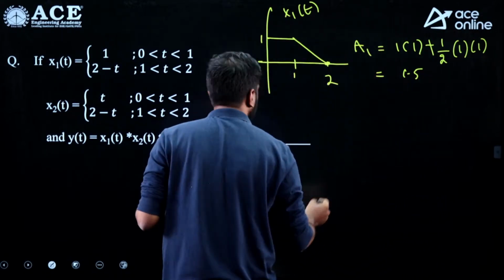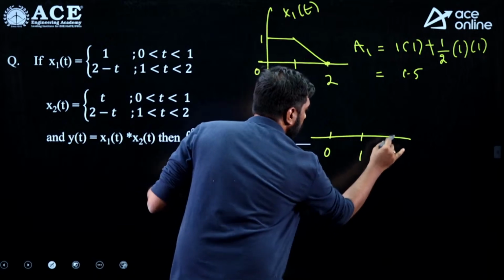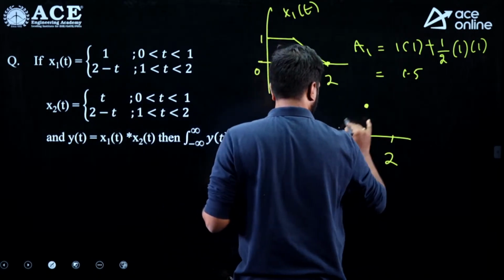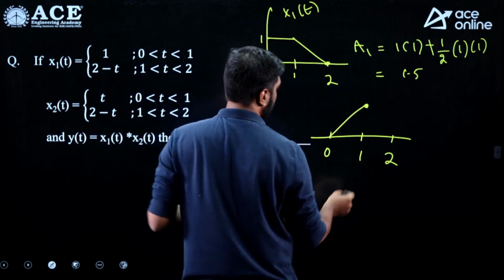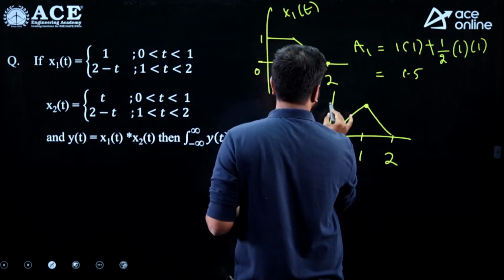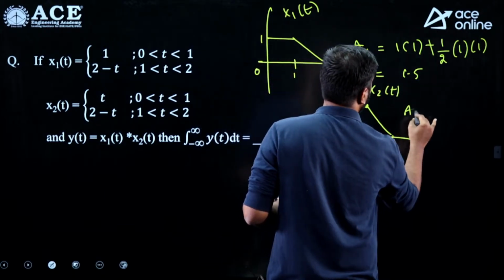So x2 is also a simple waveform. So let's mark these values 0, 1, 2. So from 0 to 1, it's a ramp like this. And from 1 to 2, it is 2 minus t. So I think most of you are comfortable in drawing this. The height of this is 1. This is x2.